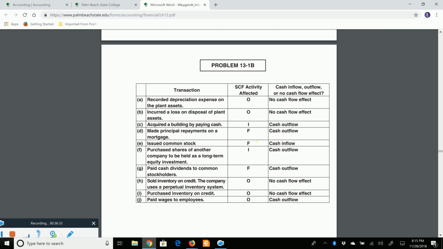And last but not least, paid wages to employees. Well, when we pay wages, it's part of normal, everyday, current activities. That would be an operating activity. Clearly a cash outflow.